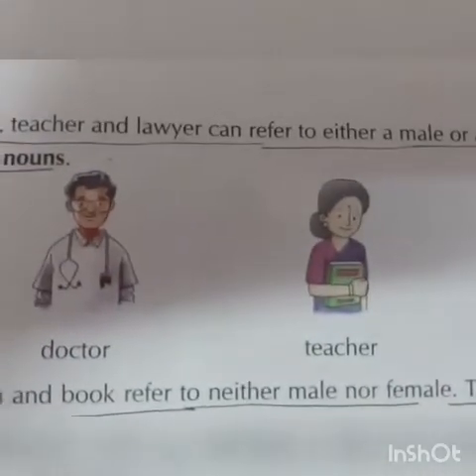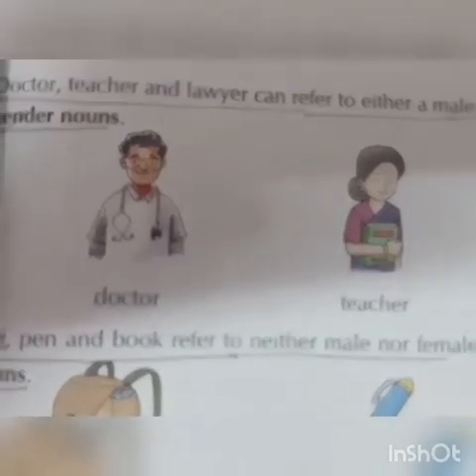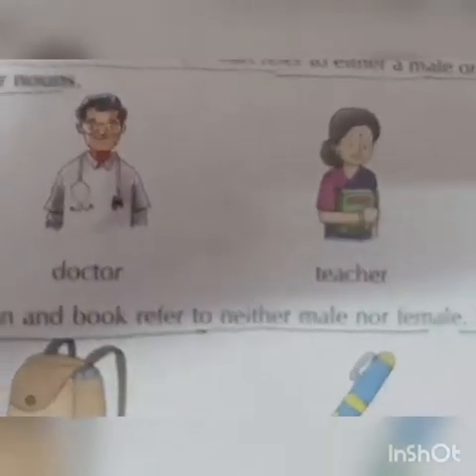Then student, a student can be a boy, a student can be a girl. Child, a child can be a boy, a child can be a girl. So there are many persons that come under the common gender. By the name we cannot identify whether it is a male or a female, or it is a boy or a girl. Male means boy and female means girl, remember that.